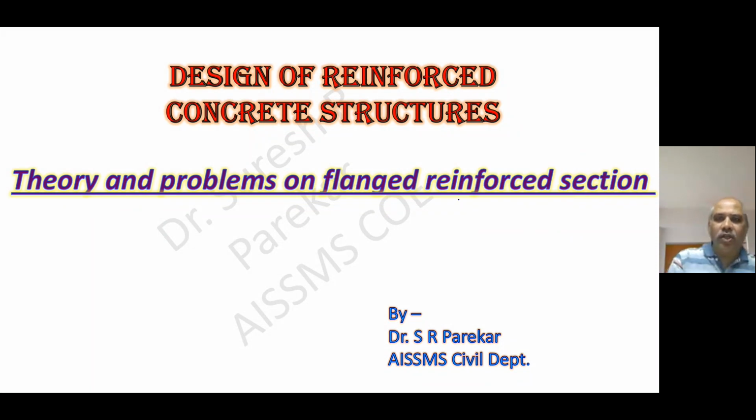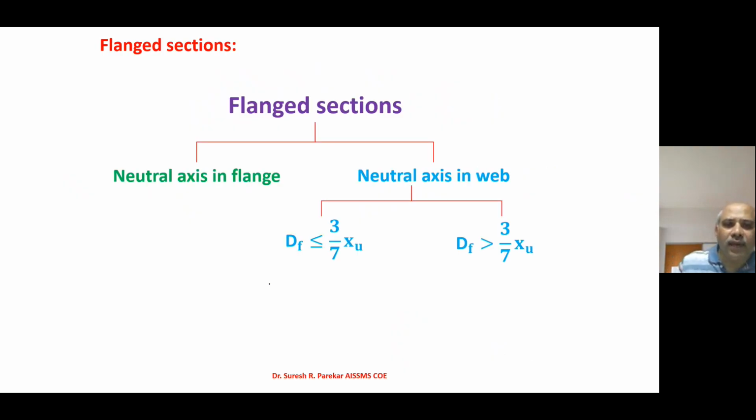Good evening. Now in third, we are going to see theory and problem on flanged reinforced section. So actually we have T and L, but here we are going to use only T sections. Now here we have actually two types or two categories, one neutral axis in flange. And in this case, it will act as a rectangular section and in rectangular section, we have to consider B equal to BF, remaining things we have as it is.